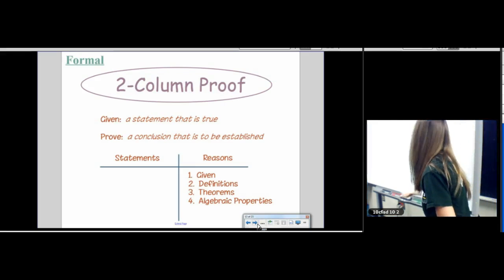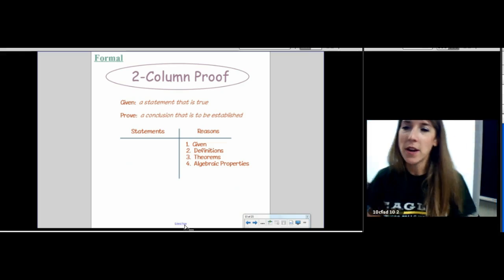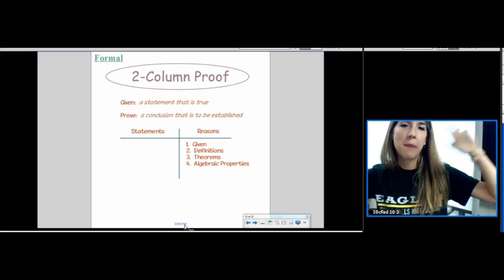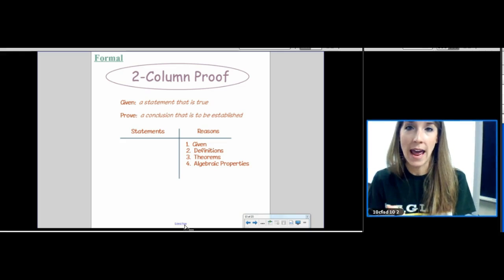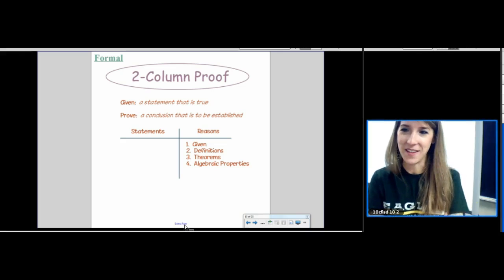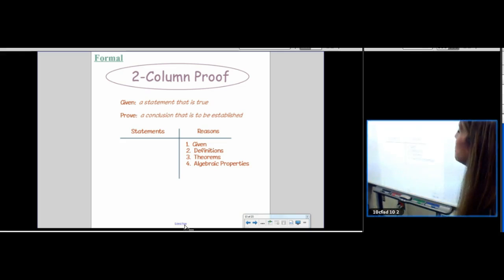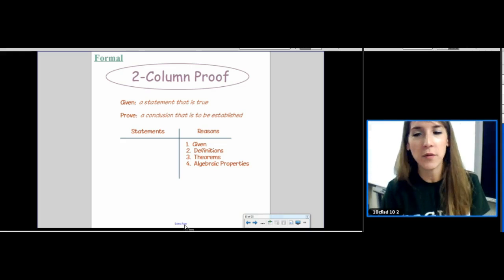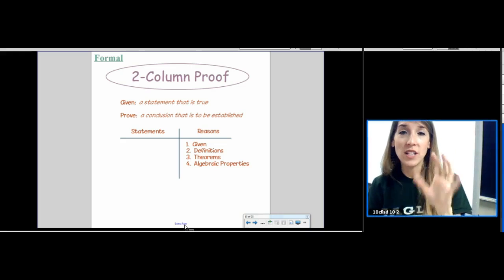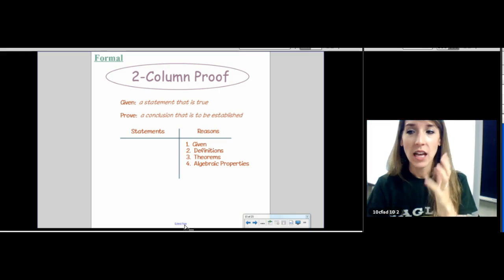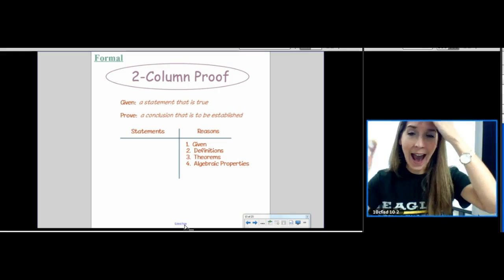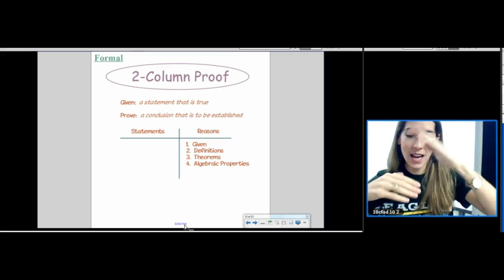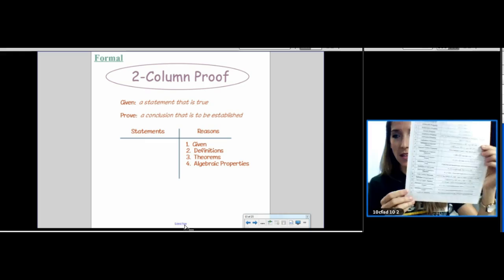Alrighty. Here's what a two-column proof looks like. We are now going from informal, just backing up what you say, to formal. We're going to do it in a certain way, where there's only one right answer, like we're used to math being, right? So when you do a two-column proof, which we're not going to do a full one today, you always start with given information, and you always end with what you're trying to prove. And as you go through your reasoning, you back it up with the things on this sheet right here.